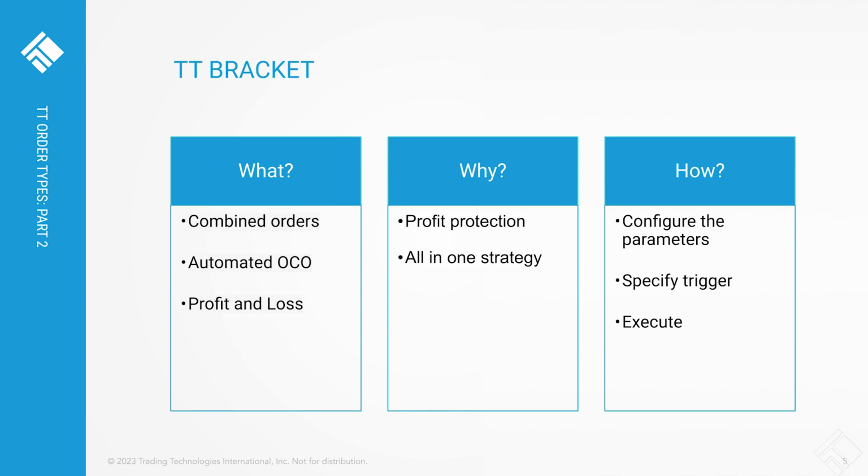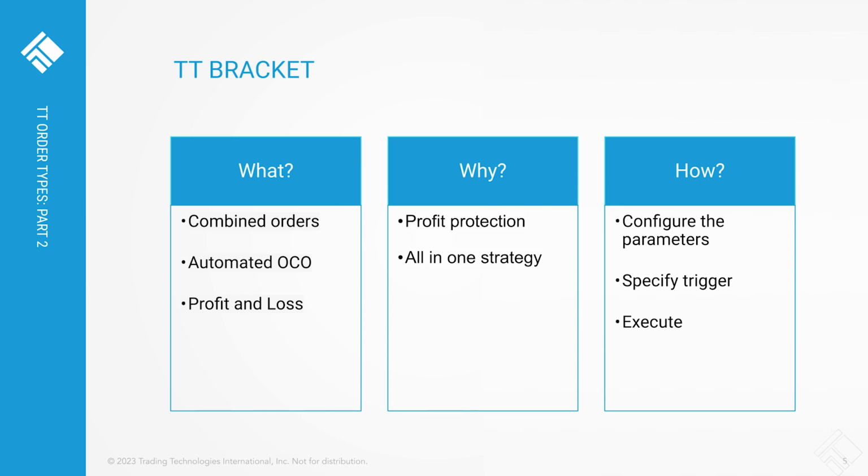A TT bracket order submits a limit or stop order accompanied by an OCO, one cancels other order. When the original limit or stop order is filled, the child OCO order is automatically submitted. The OCO is set with a profit target offset and a stop loss offset from the price the trader places the original order. A TT bracket order is constructed with a primary entry order and a secondary OCO.